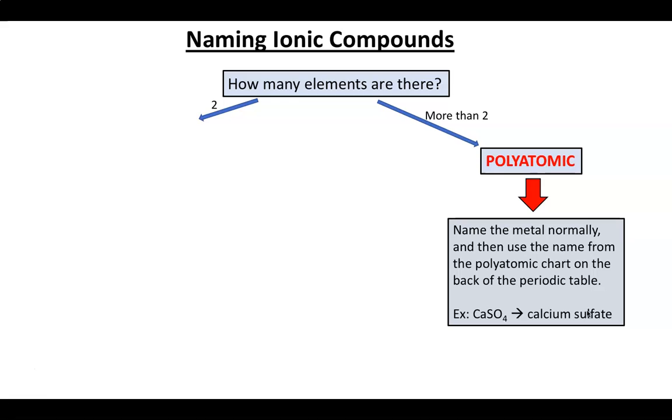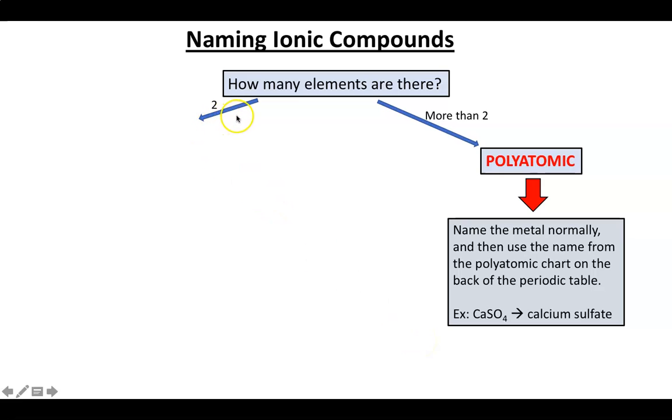That means you're going to name your metal normally, and then use the name from the polyatomic chart on the back of your periodic table for the second name. An example of that would be calcium sulfate. We take the name of calcium straight from our periodic table, and then we see that we've got this big group here. Go look on the back of your periodic table to find what SO4 is, and we see that it's sulfate. So that would be calcium sulfate.